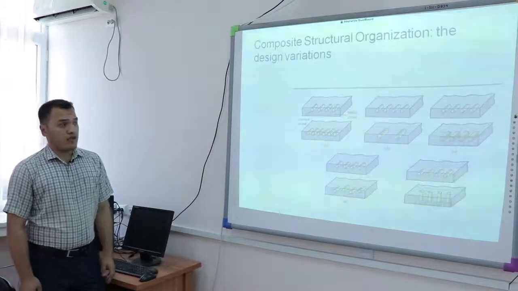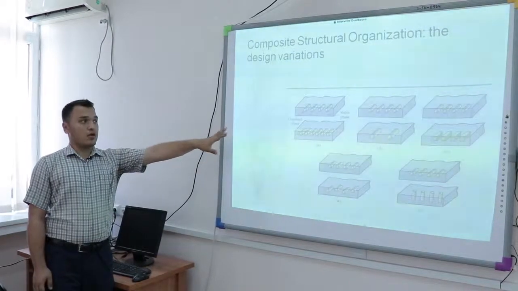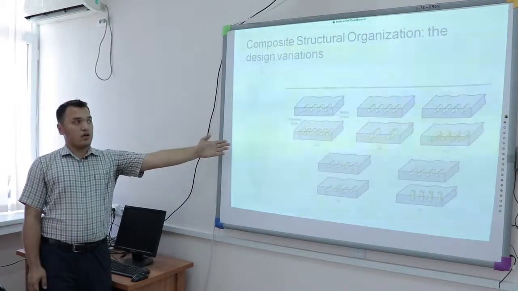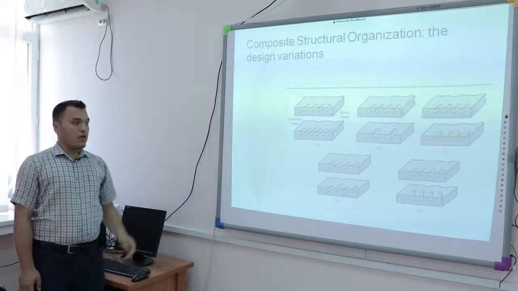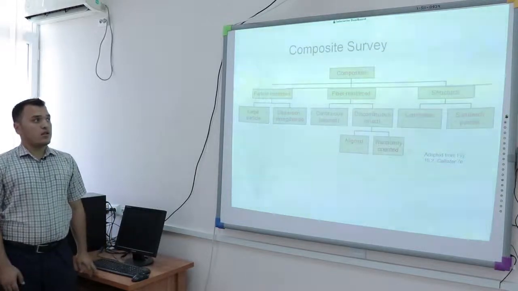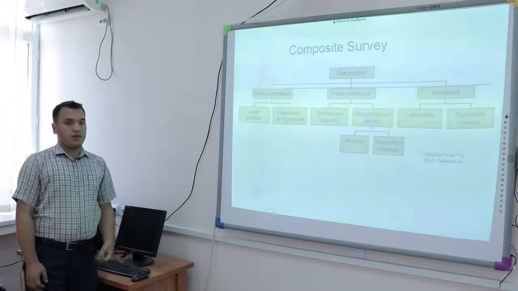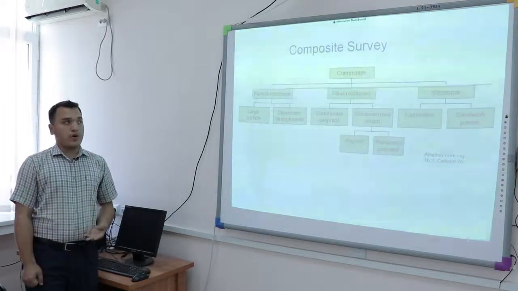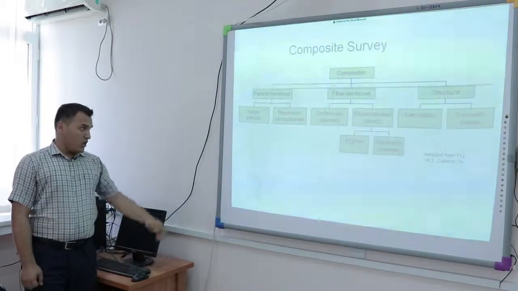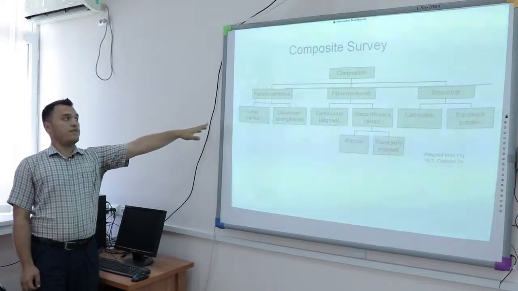Some structural organizations of composite materials can look like this, as you can see, from diagonal or other types. You can see the composite material structure. Composite materials can be composed in three ways: particle reinforced, fiber, or structural. As you can see, there are differences between them.